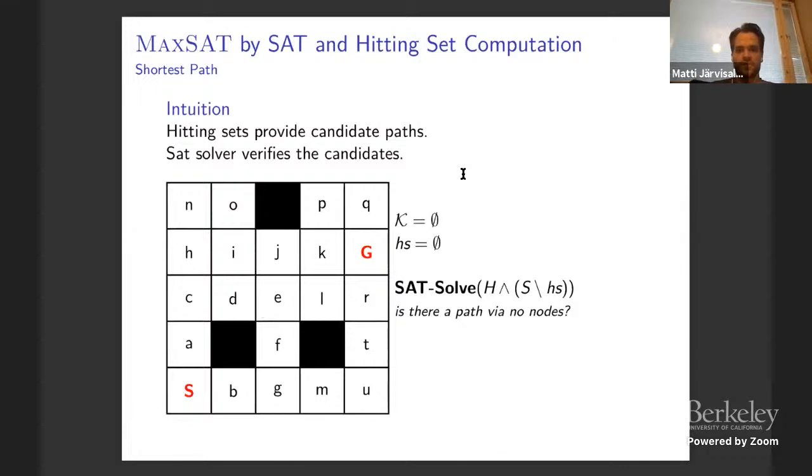Okay, so let me continue, so that we'll hear about the incomplete as well. As I said, in the implicit hitting set approach, the hitting set solver provides us a candidate path, and the SAT solver says that no, that's not a path, and here's a core.